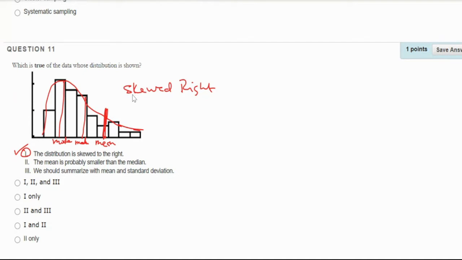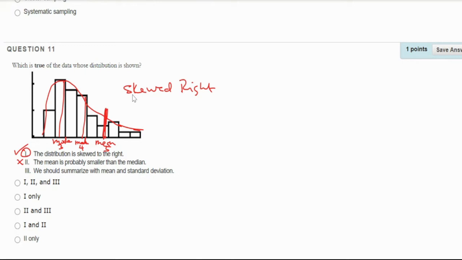As you move from left to right, suppose this is 3, this would be 4, this would be 5. Is the mean smaller than the median? All right, so that is a false statement, right? Because the mean pulls to the higher number side. So when it's skewed to the right, the long tail is on the right side, and the mean will go more to where you have the higher values. So the second one is definitely no.